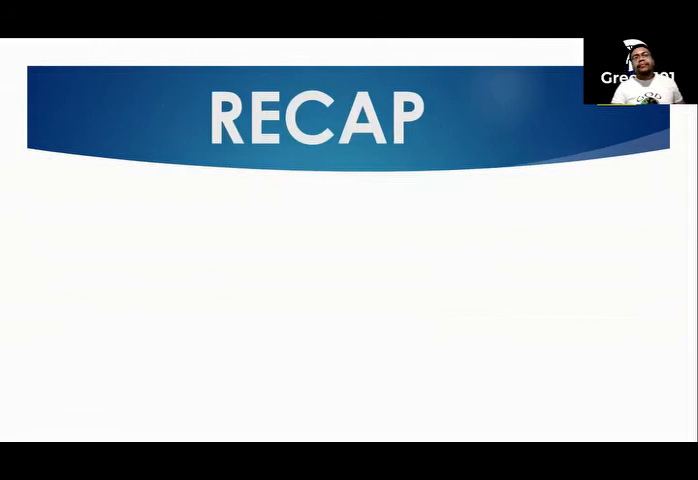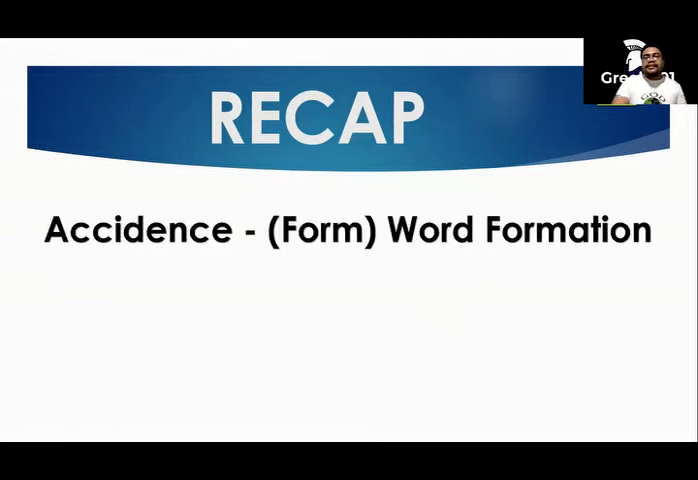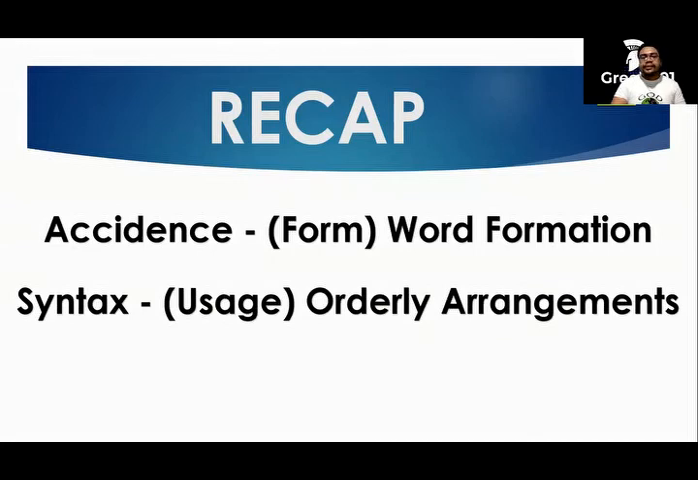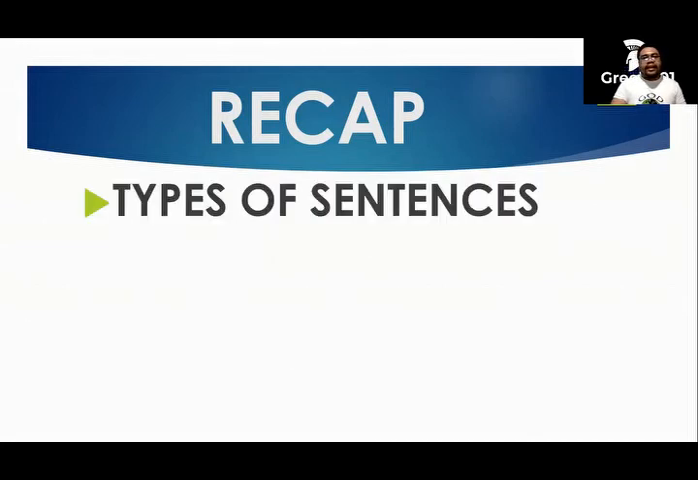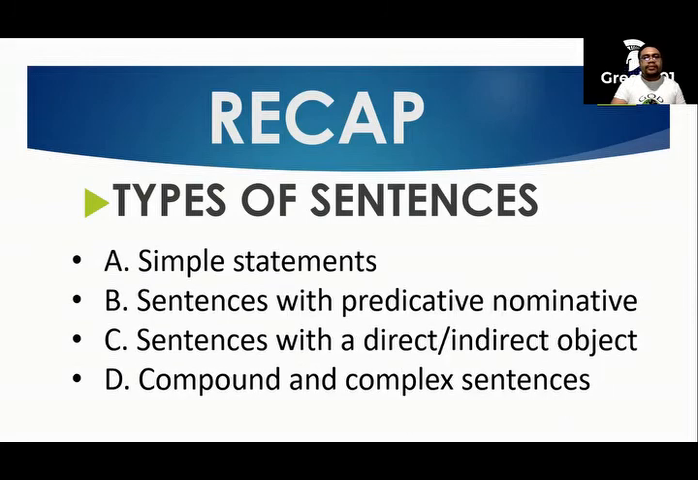Okay, let's recap. What is the difference between the syntax and accidents? Accidents is the form or the word formation, whereas the syntax is the usage or orderly arrangement of words. Okay, what are the four types of sentences? We have the simple sentences, sentences with predicate nominative, sentences with direct or indirect object, and either compound or complex sentences.